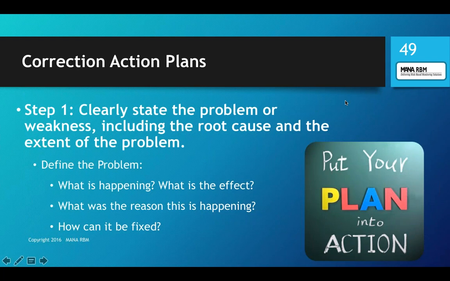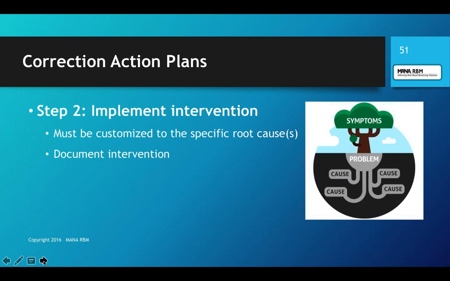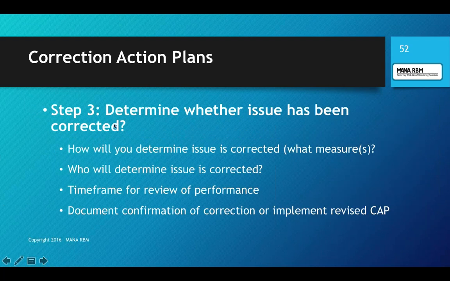Now, so we talked about stating the problem, understanding the root cause. Now we want to implement that intervention. And as I said, that needs to be customized to the specific root cause, and you need to document that. Okay, so if you go back to everything that you've learned from the first day you were a monitor in clinical research, you need to document what you did. So it's really important that you document that. And then the third step is to determine whether that issue has been corrected.